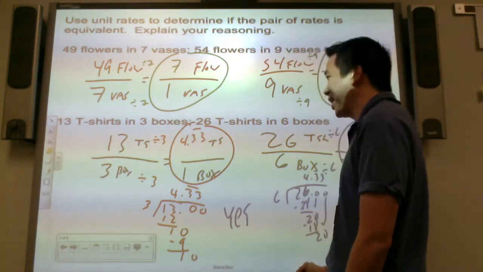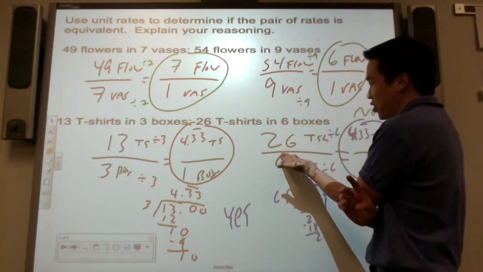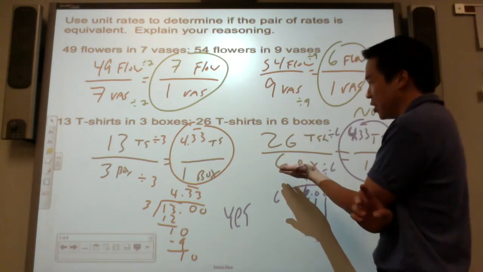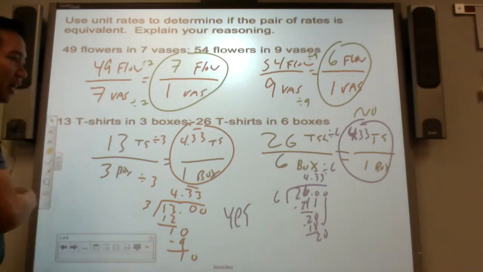I'll be honest, I knew this was going to be equivalent as a shortcut. Couldn't you have simplified 26 over 6 by dividing by 2, and you get 13 over 3? So I knew they were going to be equivalent.